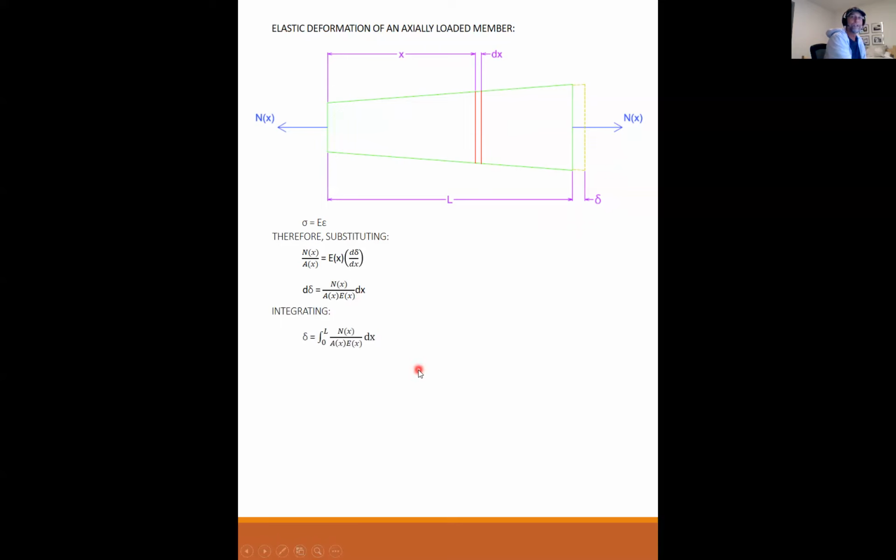This is the most general form of the equation. This is the general expression. If any of the three variables are constant, which in many cases, all three of the variables, N, A, and E, are constant, then they can come out of the integrand, and you only have to integrate those particular ones that are a function of x, dx.